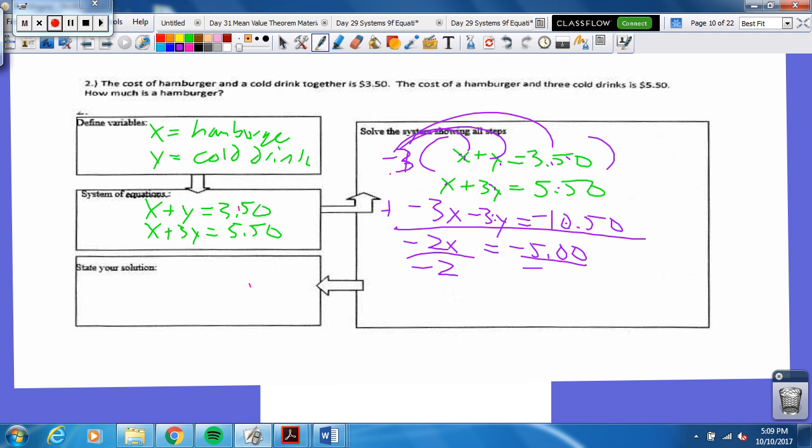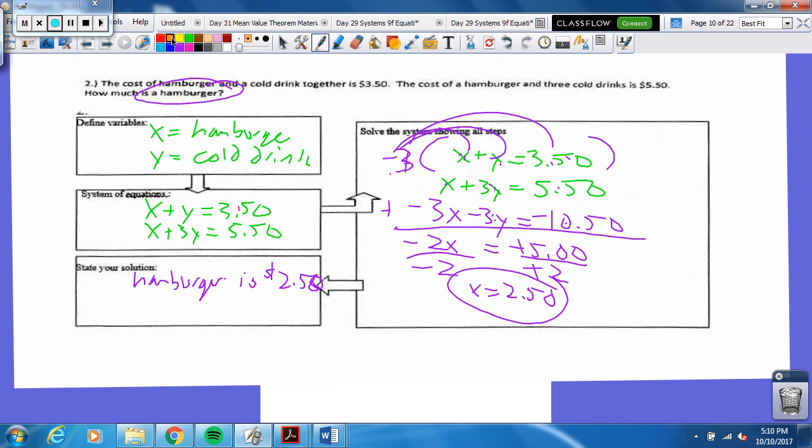Divided by -2. Cut it in half. Negative divided by negative is positive. So x is $2.50. So x is a hamburger. Hopefully you got that. Hamburger is $2.50. So I got my answer right there. That's my hamburger is $2.50. I got that. But we're going to solve it for the cold drink anyway. Why? Because we're very thorough and we got to make sure that we're practicing correctly. And so just in case it might ask us in the future, we got to be ready.